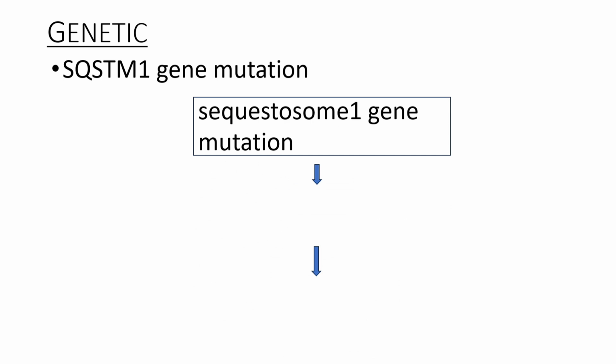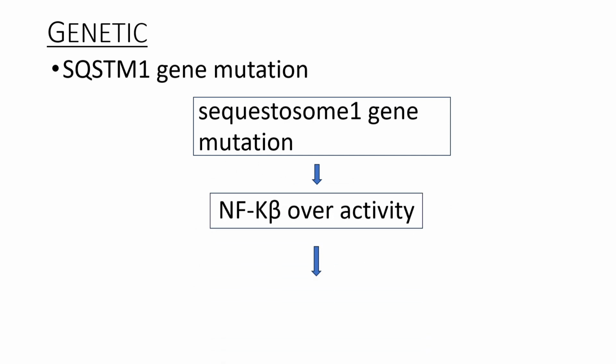Looking towards the pathophysiology, we acquire this disease through genetic means, that is through mutations, and through infectious means, that is through infection by microorganisms like bacteria and viruses. Let's see the genetic causes of Paget's disease. There is a gene mutation seen in Paget's disease, in the SQSTM1 gene, also known as the sequestosome 1 gene, which causes NF-kappa B overactivity.